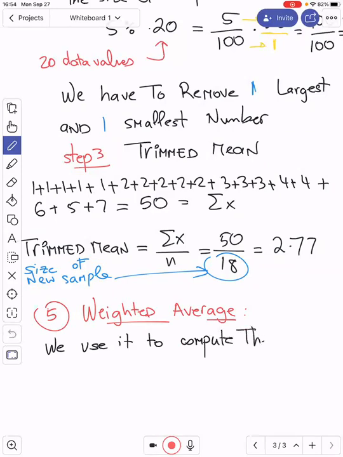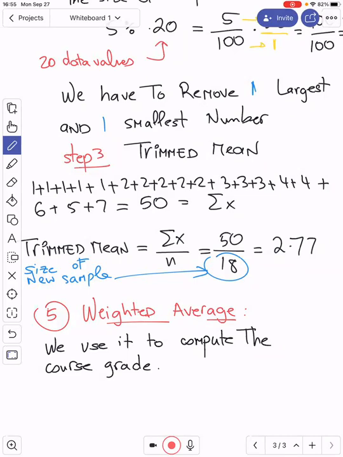Compute, for example, the course grade. The idea here is that some values in the data set are given more importance than others. For example, in our course, the homework is worth 25% of the final grade, but your score in the final is worth 35% of your course grade.